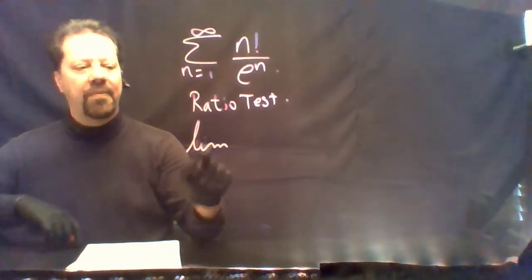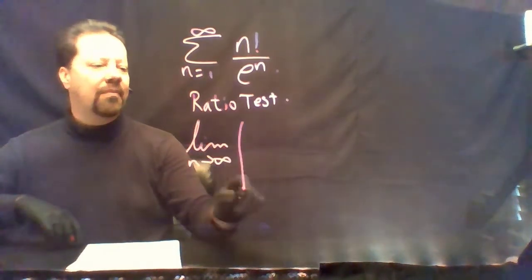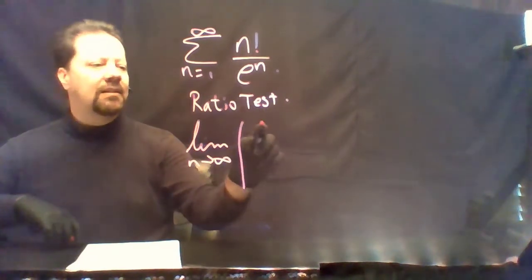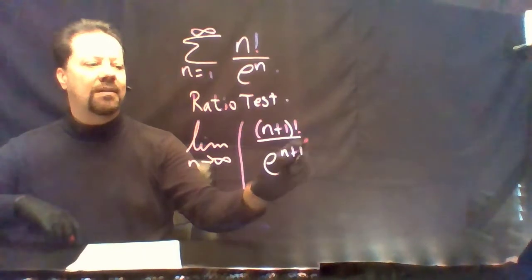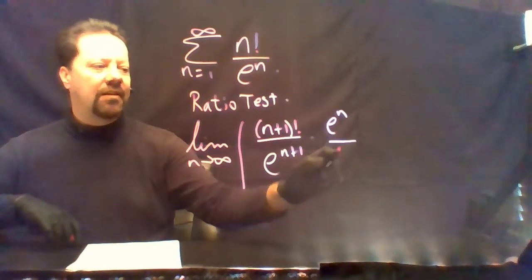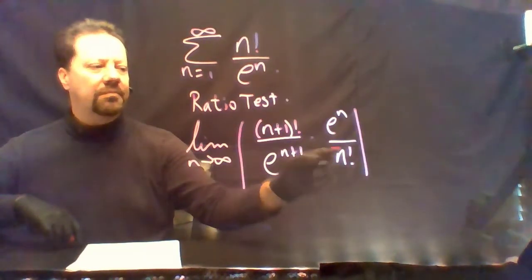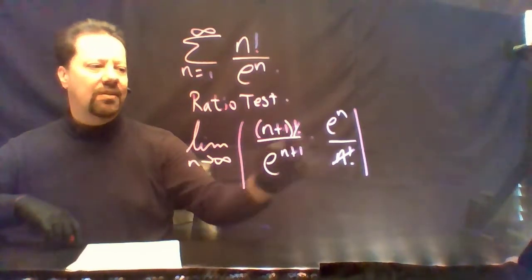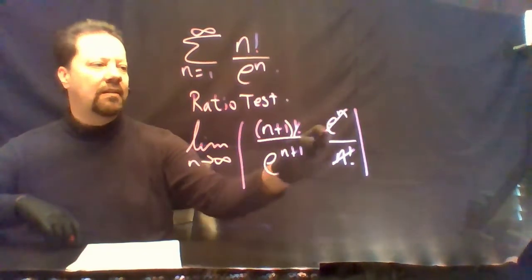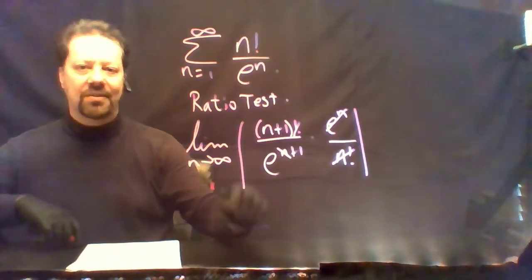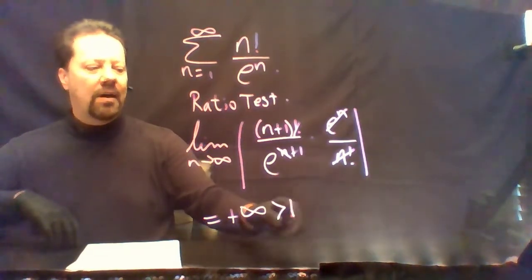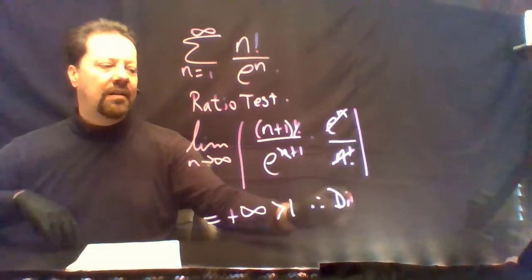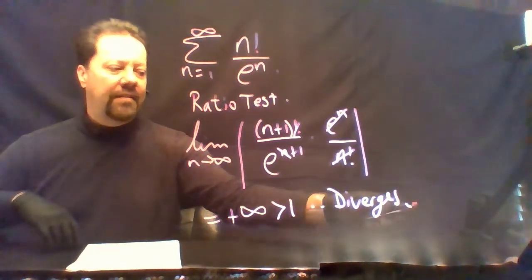We'll take the limit as n goes to infinity. The absolute value doesn't matter. N plus 1 factorial over e to the n plus 1 times e to the n over n factorial. The factorials cancel except for this factor n plus 1. E to the n cancels, and the limit is plus infinity. That's greater than 1, and therefore the series diverges.